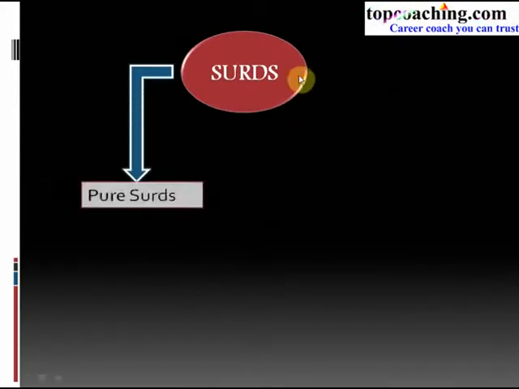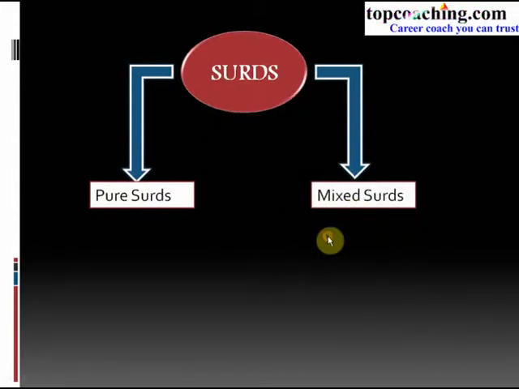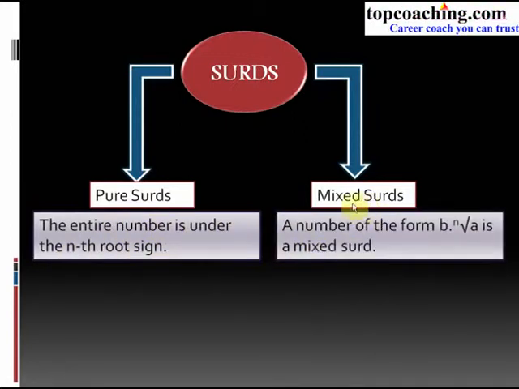Now there are two types of surds. Either the surds can be pure surds or they can be mixed surds. Now, so what are pure surds? In the case of pure surds, the entire number is under the nth root sign. In the case of mixed surds, the number is of the form b into the nth root of a, and it is known as a mixed surd. So you see that there's a number b which is outside the under root sign, and a is a number which is inside the nth root sign.